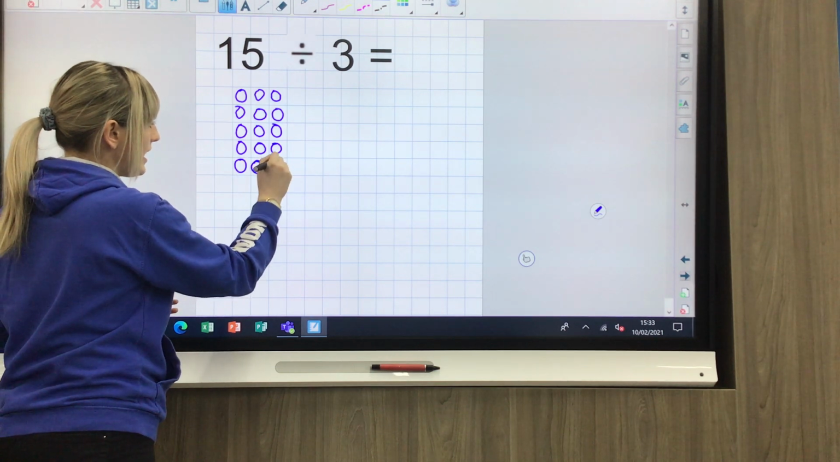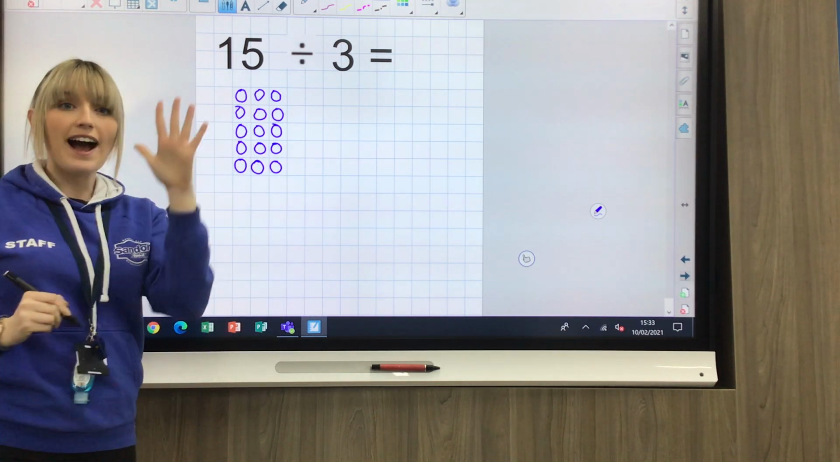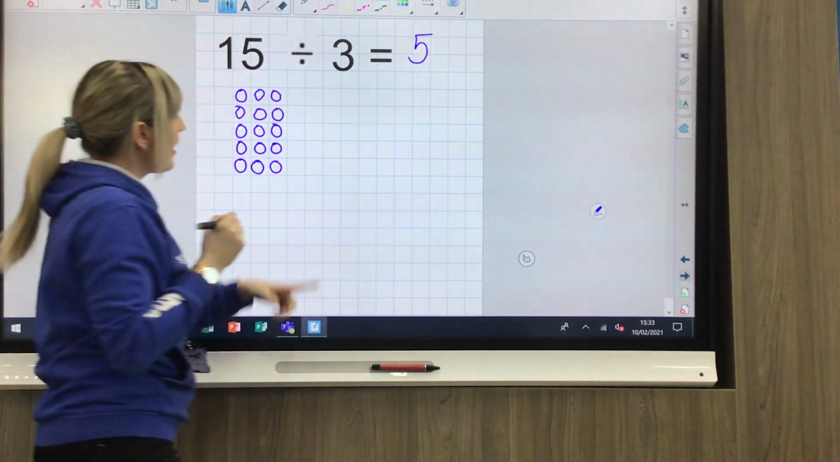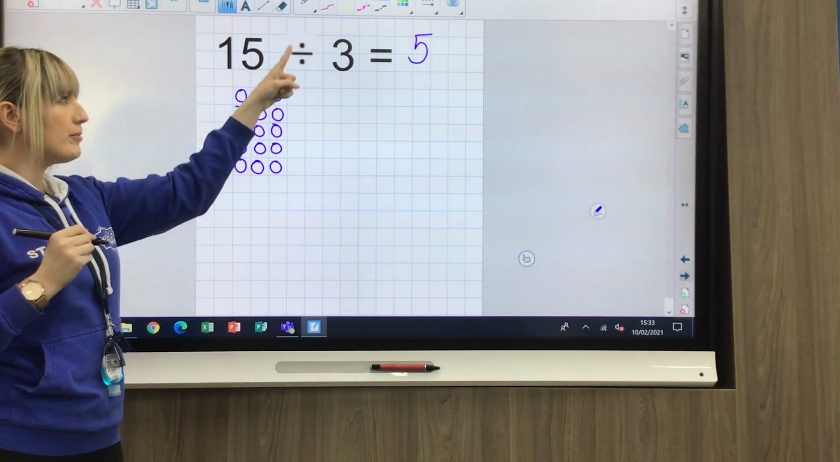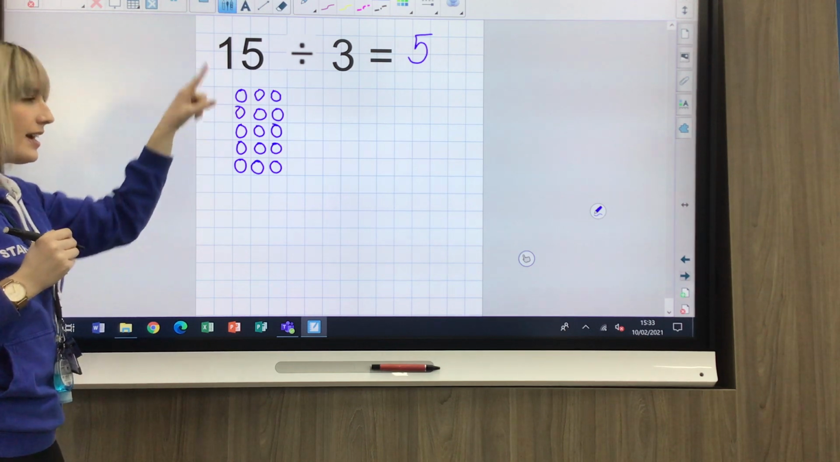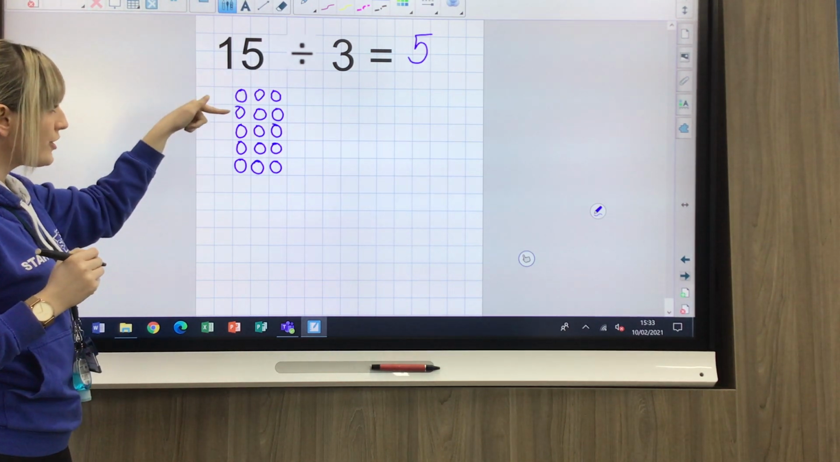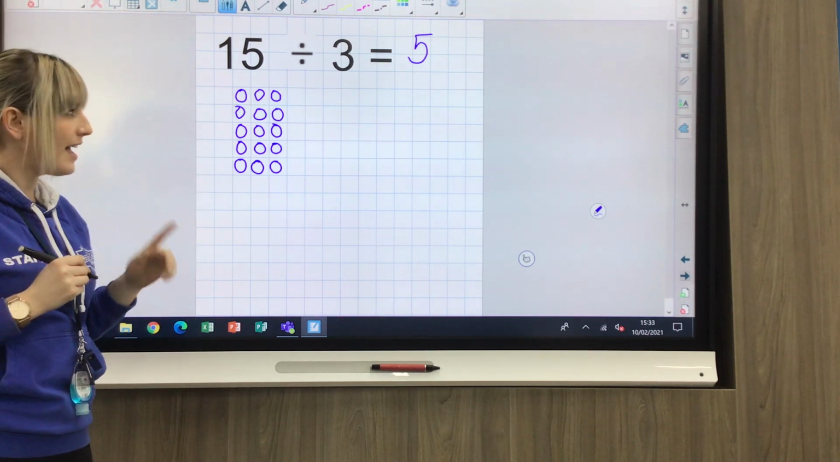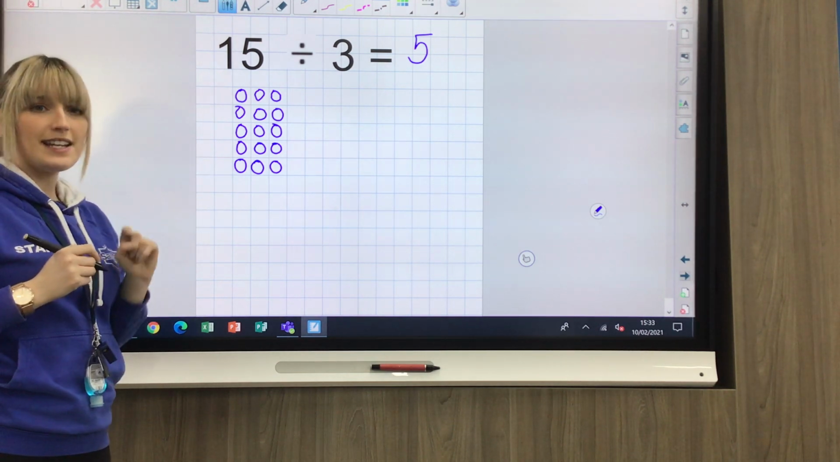13, 14, 15. 5 groups. So my answer, I know, is 5. So 15 grouped by 3 is 5. I've got 1, 2, 3, 4, 5 groups of 3. Now, that's an easy way to think of it.